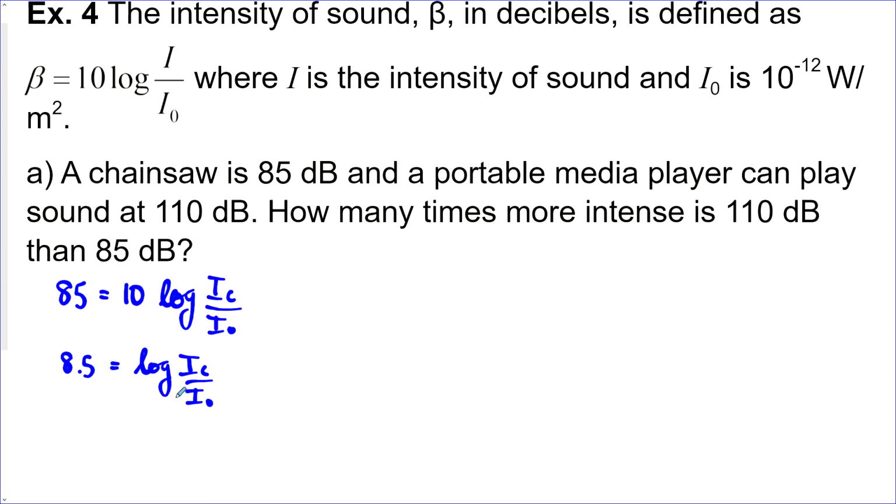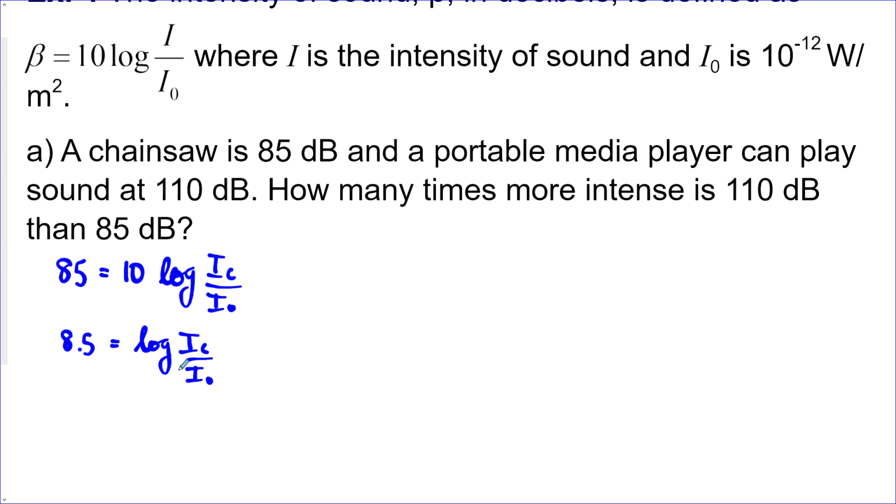And then we can rewrite this into exponent form. The 10 here is the base of the log, so 10 to the power of 8.5 equals I_C over I naught. And then multiply both sides by I naught, so we get the intensity of a chainsaw is 10 to the 8.5 times I naught. And I know I'm given I naught in this question, but I'm not going to put it in here for part A anyways, because I don't need to.